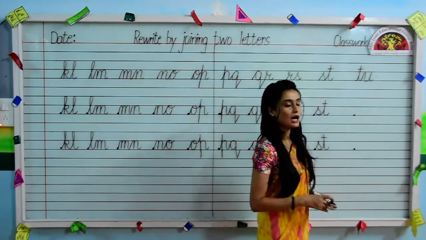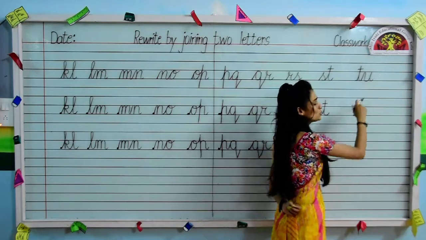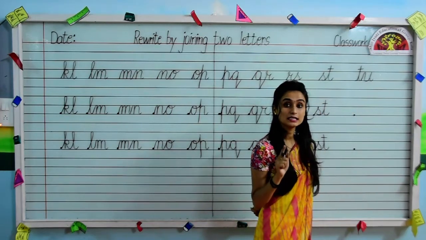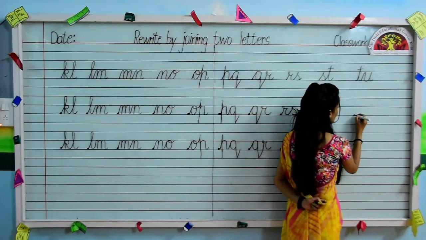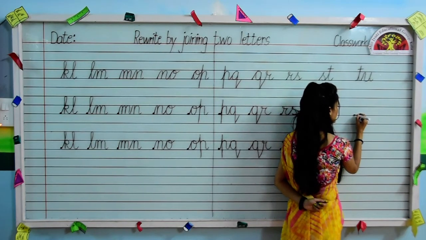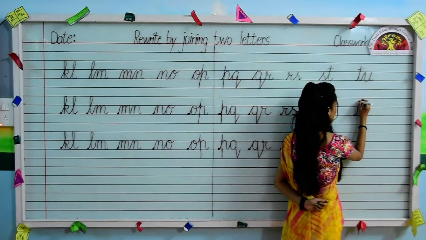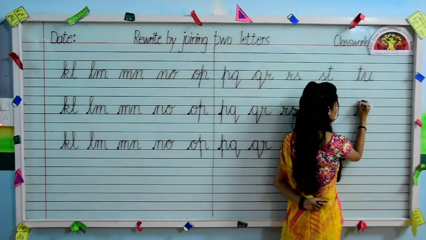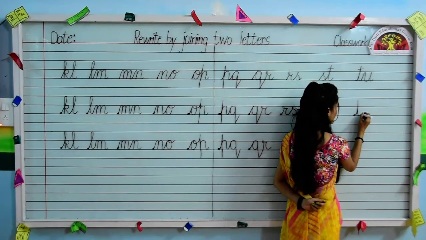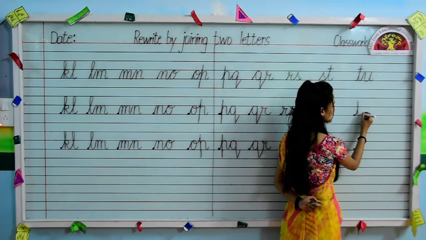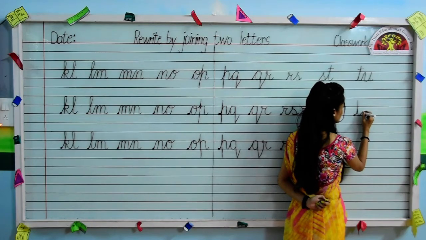Your next letters are T, U. Let's see how to write them together. Firstly we will write letter T. Slanting line up, do not touch the first line, come down straight, make a curve. Now from the end point of letter T, we'll make letter U.